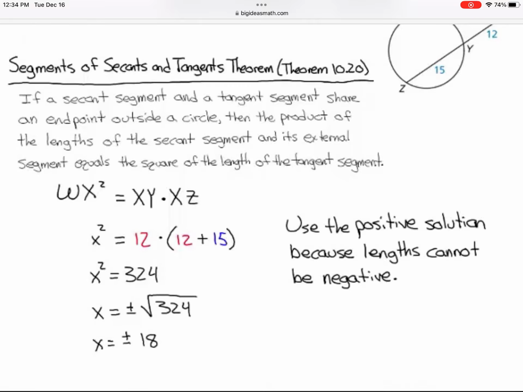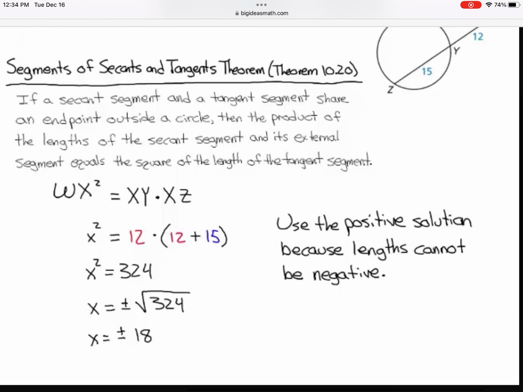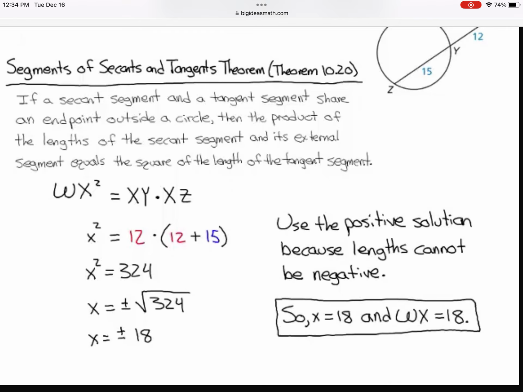Use the positive solution because lengths cannot be negative. So x equals 18 and WX equals 18.